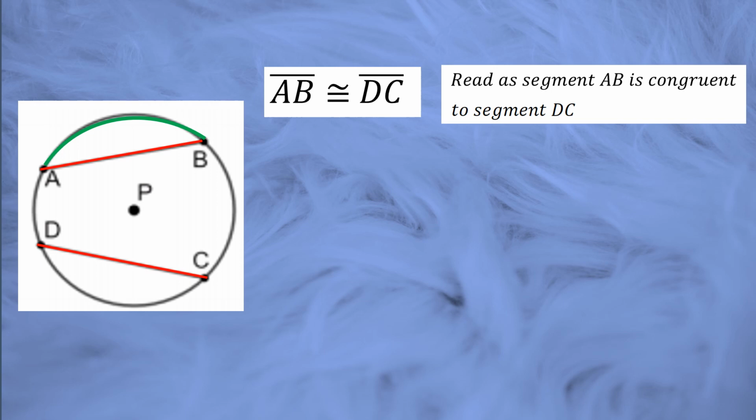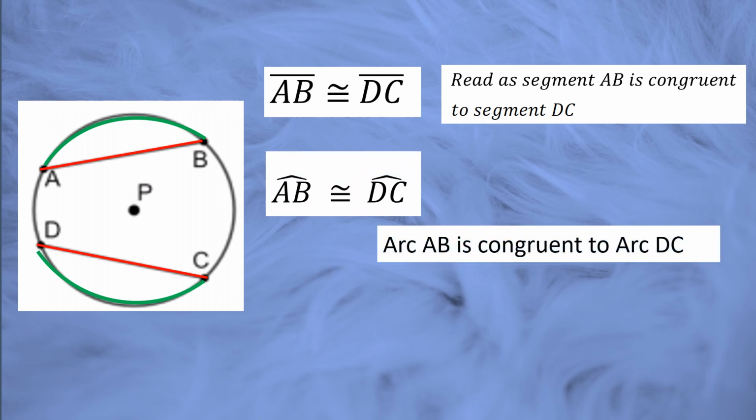Okay, so you see a circle with two chords, namely segment AB and segment DC. So, they are congruent. Now, segment AB has an intercepted arc, which is arc AB, and here, arc DC. Because their chords are congruent, their arcs are also congruent. So, arc AB is congruent to arc DC. If arc AB is 100 degrees, what is the measure of arc DC since they are congruent? It's also 100 degrees.